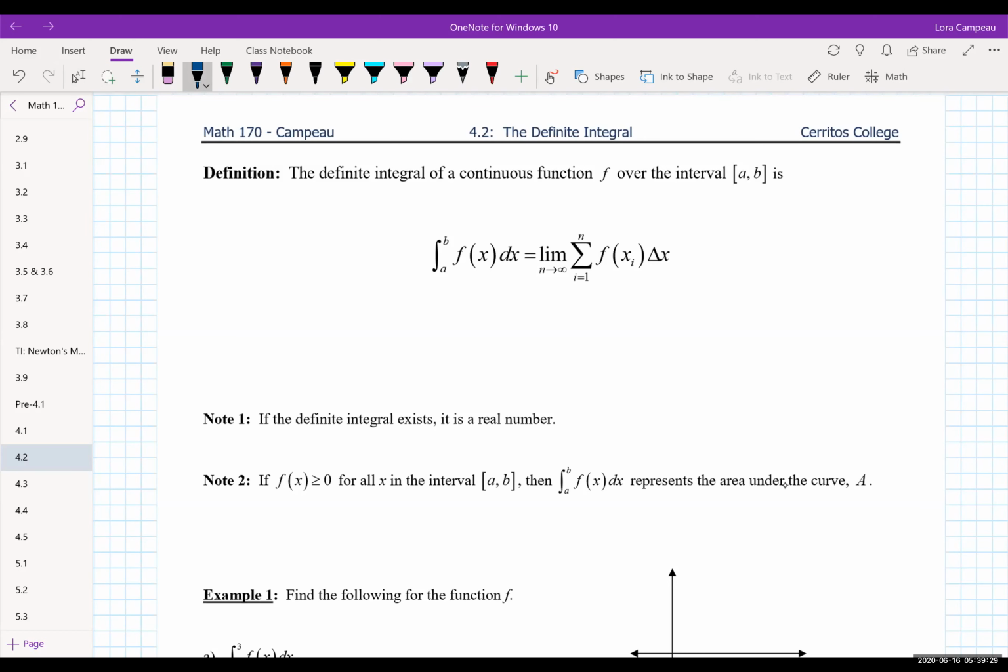If you guys recall, I'll throw this on the side for you, that we had our delta x defined as the length of the interval divided by n, and our x_i is defined by the first endpoint plus i times delta x. So we did a lot of that in 4.1, and we will kind of bring this in. And for the most part, you have seen this before.